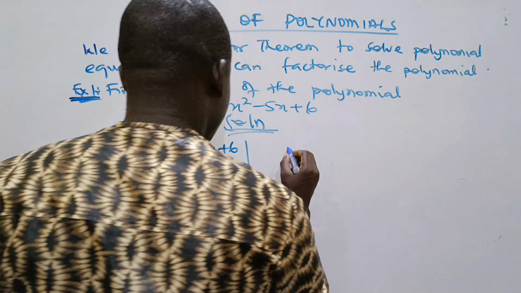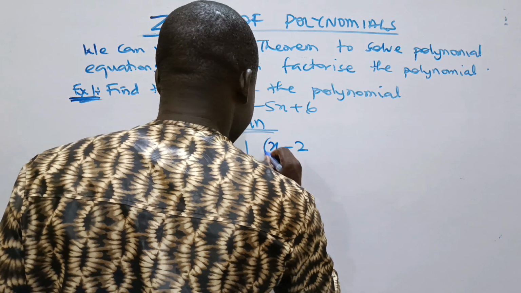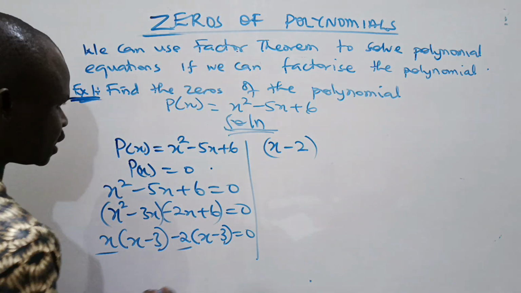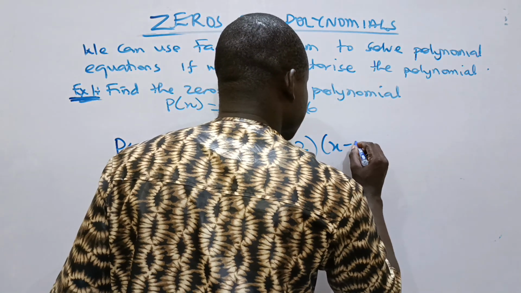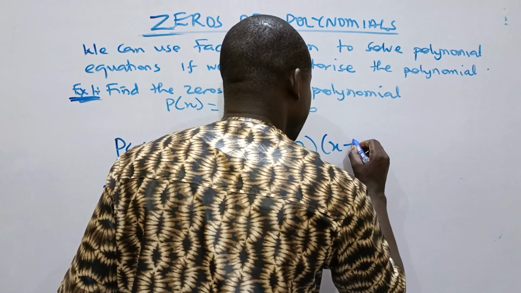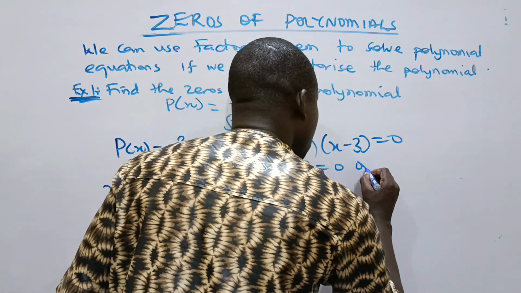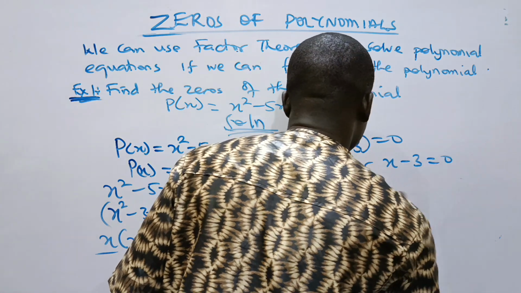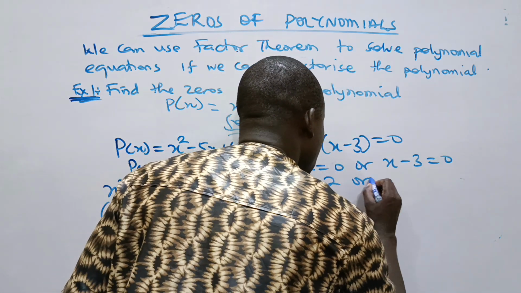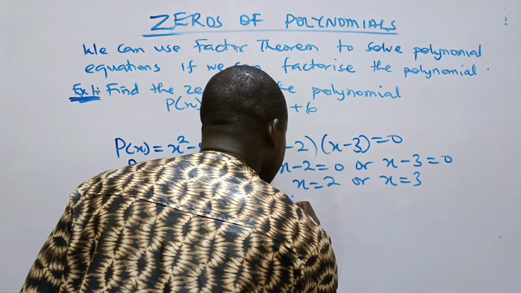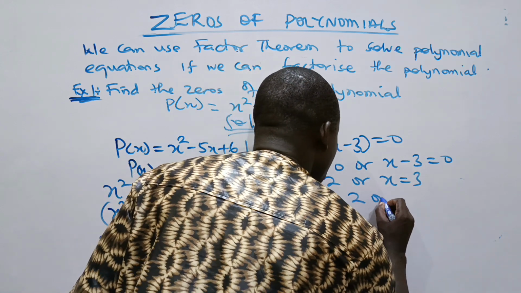From here now, we say x minus 2. We combine this and this, then in the bracket, we pick one of the ones in the circle, x minus 3 equal to 0. So x minus 2 equals 0, or x minus 3 equals 0. So x is equal to 2, or x is equal to 3. Therefore, x is equal to 2 or 3.